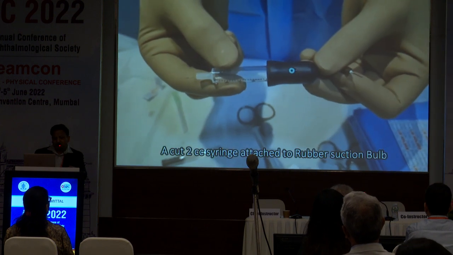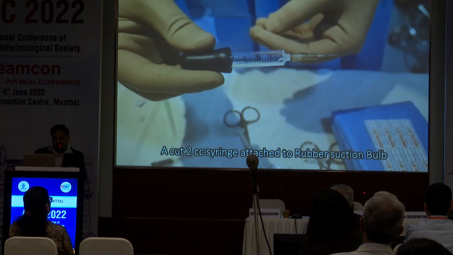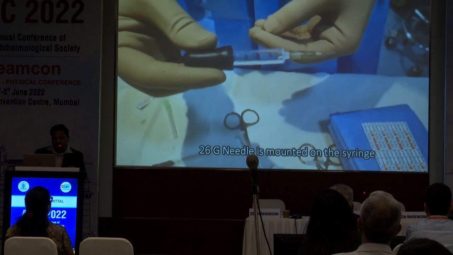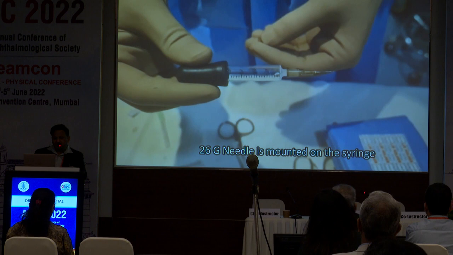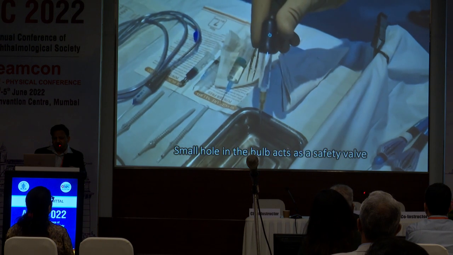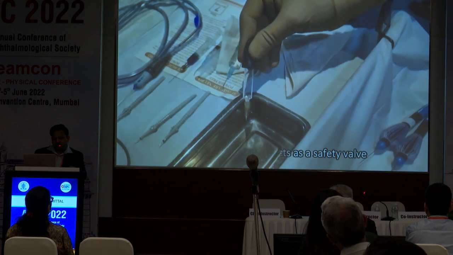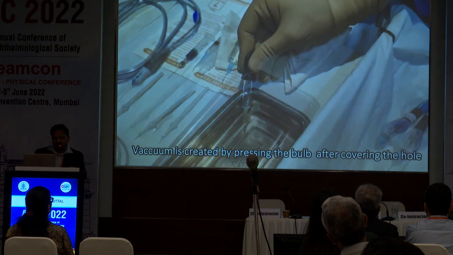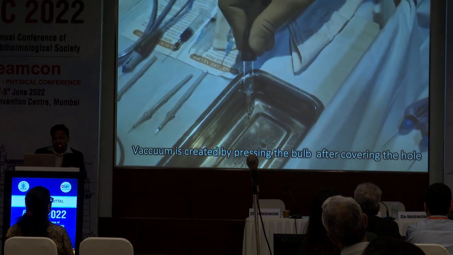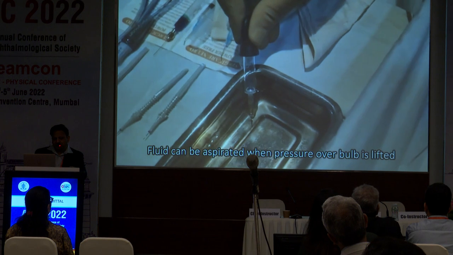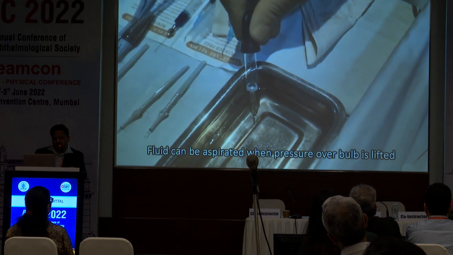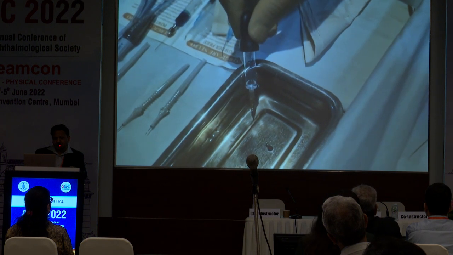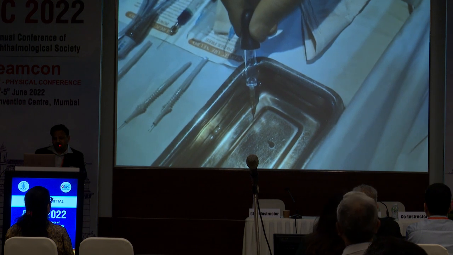I cut 2 cc syringes attached to a rubber suction bulb, and a 26 gauge needle is mounted on the syringe. There is a small hole in the bulb which acts as a safety valve. Vacuum is created by pressing the bulb after covering the hole. When you release the vacuum, the fluid can be aspirated when the pressure over the bulb is lifted. You see the fluid collection here.